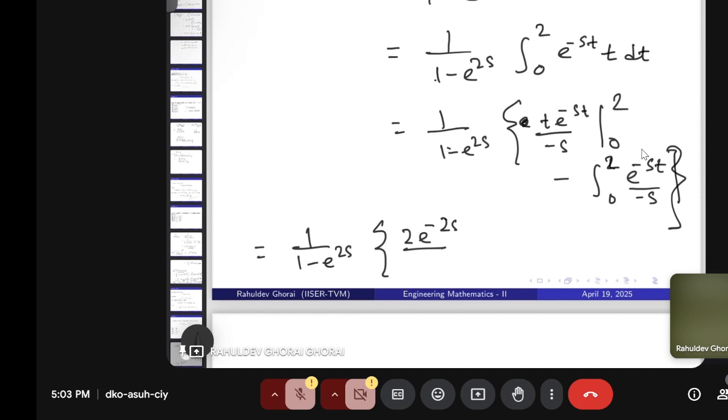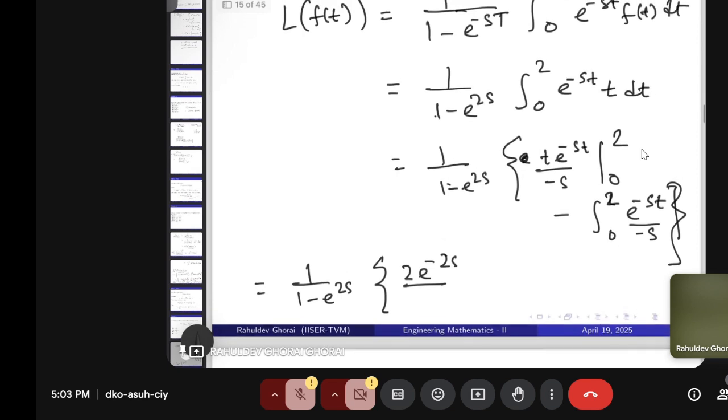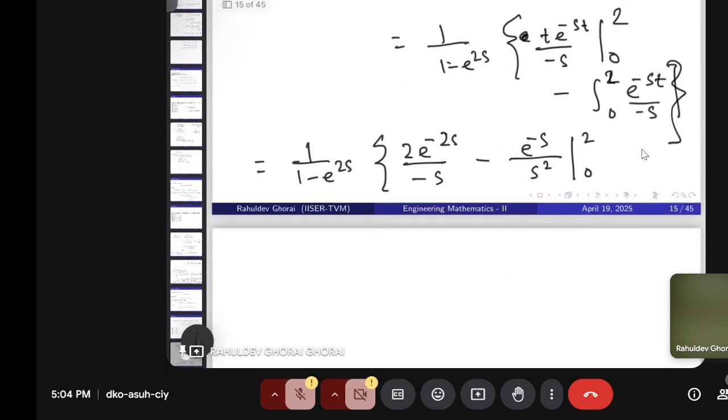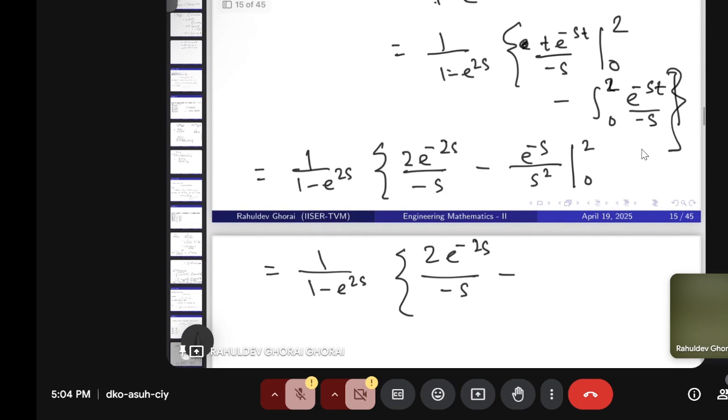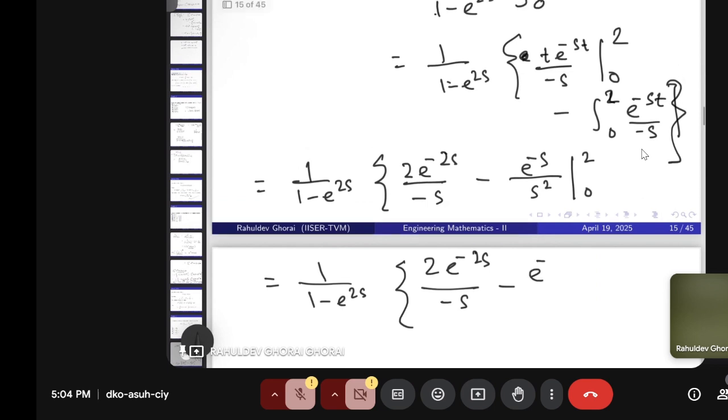Minus the value of t is varying, right? So it will be 2 e to the power minus 2s over minus s, minus, when we take 0 to 2, it will be 1 over s square times e to the power minus st, from 0 to 2. That gives 1 over 1 minus e to the power minus 2s times 2 e to the power minus 2s over minus s, minus e to the power minus 2s over s square, and minus 0 at 0, so the total will be plus 1 over s square.